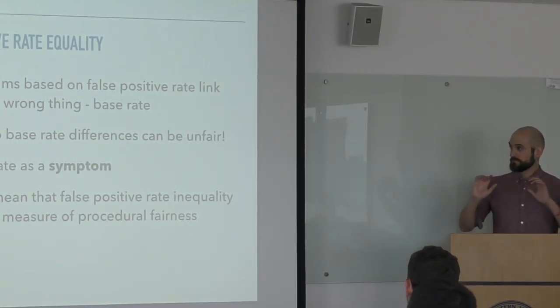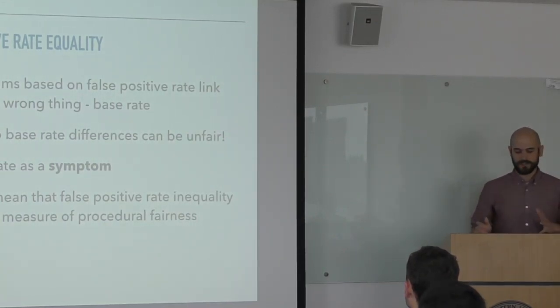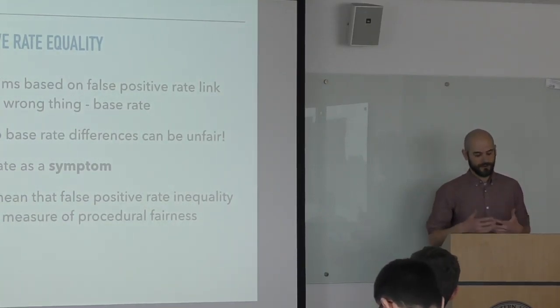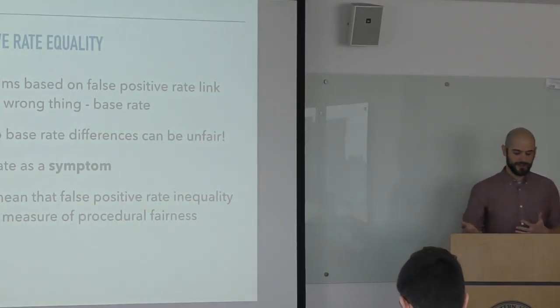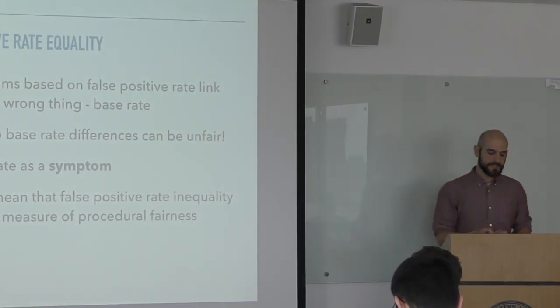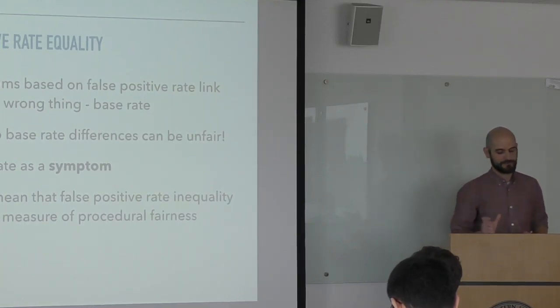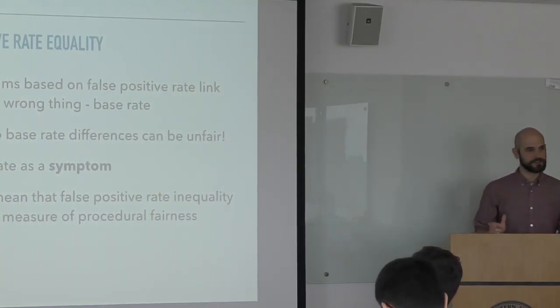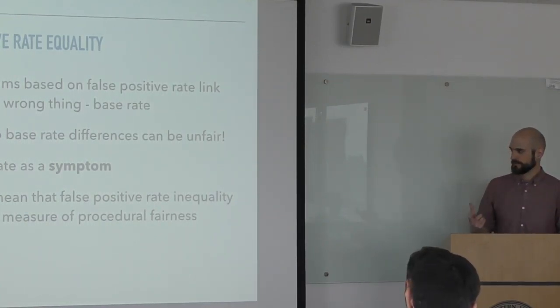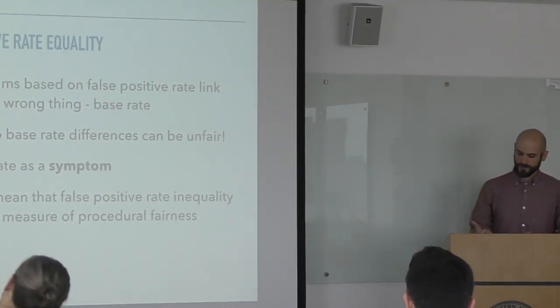Now, plenty of factors leading to base rate differences are unfair. I mean, the base rate differences that ProPublica is unearthing are themselves the results of all kinds of terrible injustice and unfairness. So I think that false positive rate inequality is a symptom. But that doesn't mean that false positive rate inequality is a good measure of procedural fairness. I think that claims based on false positive rate inequality are just tracking the wrong thing.